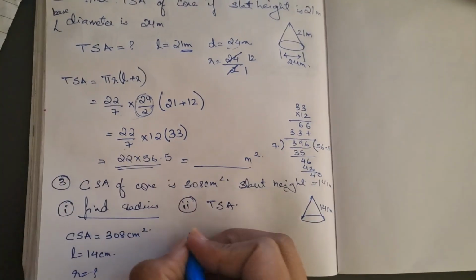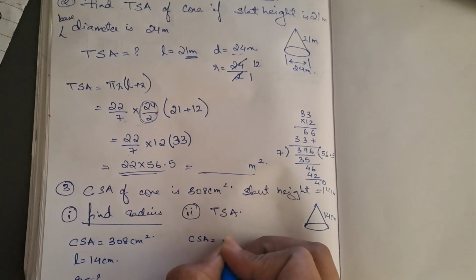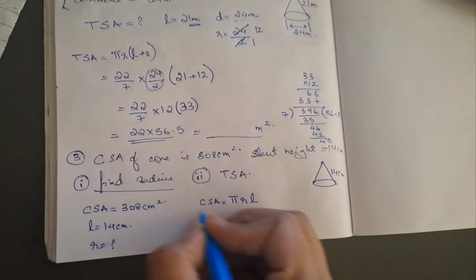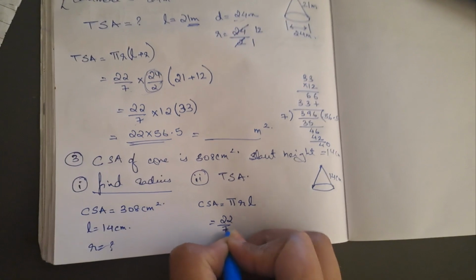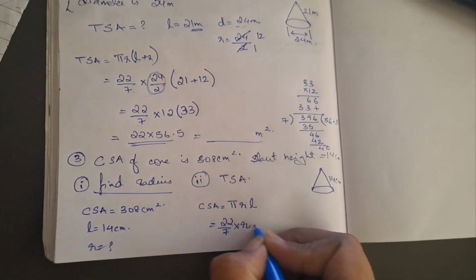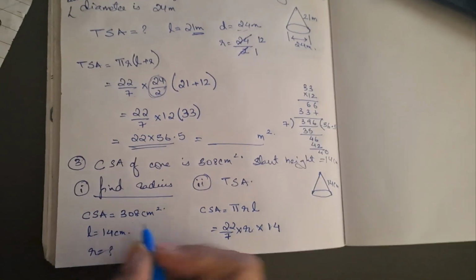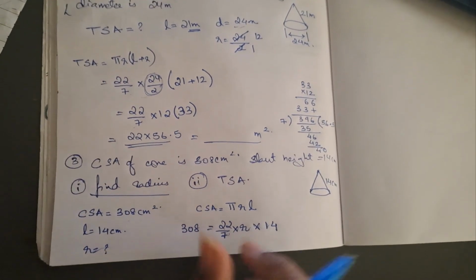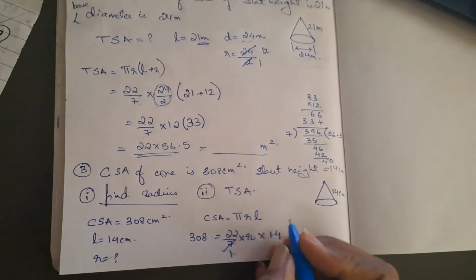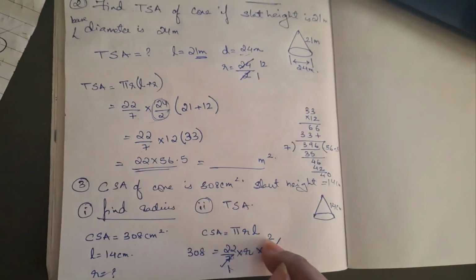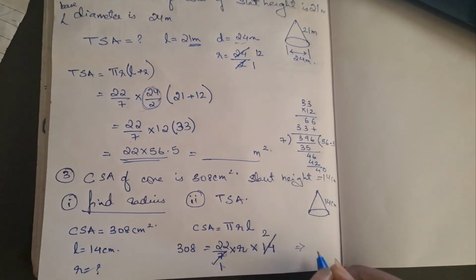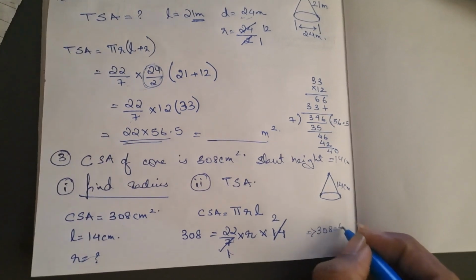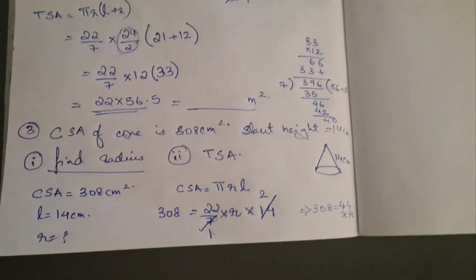Fine. So CSA formula is CSA is equal to pi r l. The pi value I'm going to take here is 22 upon 7 into my r value I don't know, and my L is given to me as 14. CSA is given as 308. First of all I'll try getting rid of the denominator here because that becomes easy. Then 7 ones are 7, 7 twos are 14, then 22 times 2 will be 44, implies 308 is equal to 44 into r will be the term you will get here.